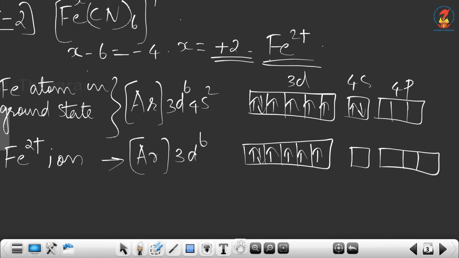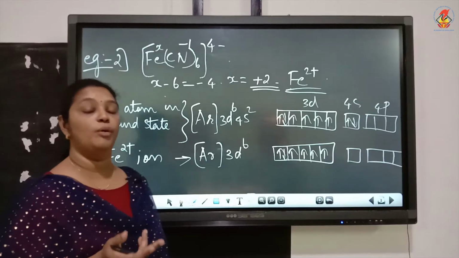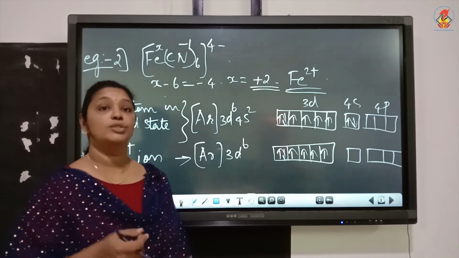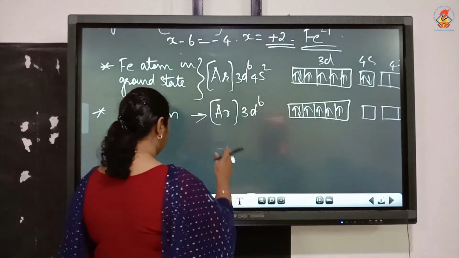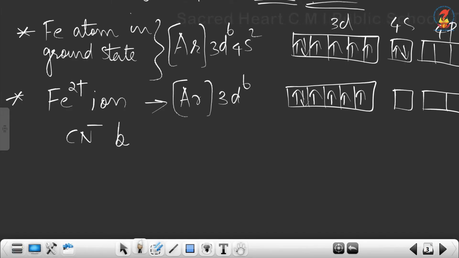Now the next step is to check the ligand. The question is [Fe(CN)6]4-. The ligand is the cyanide ion. Again, it's a very strong ligand, so pairing of electrons takes place. So what do you have to write in the next step? CN- being a strong ligand.